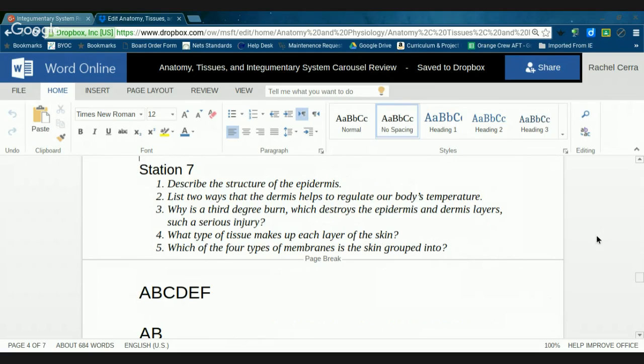And then lastly, which of the four types of membranes is the skin grouped into? That would be cutaneous, because it serves as a cover.